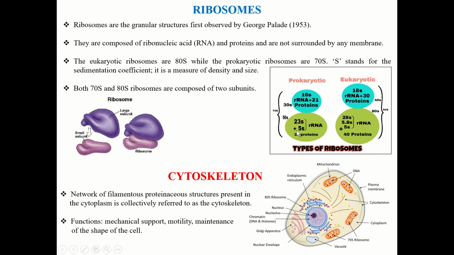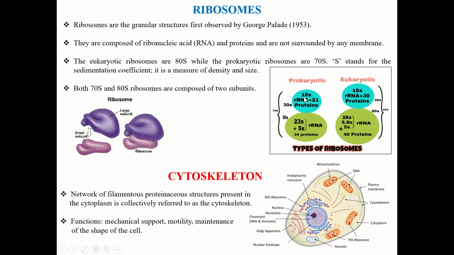Both 70S and 80S ribosomes are composed of two subunits, that is a large subunit and a small subunit. So this is the entire ribosome. It is made up of two subunits, one is the large subunit and another is the small subunit. Together we call it the ribosome.